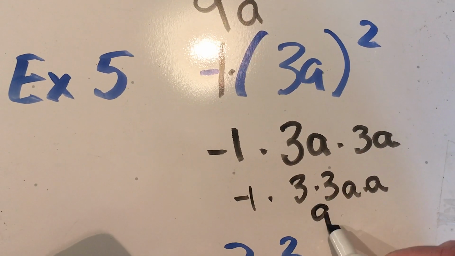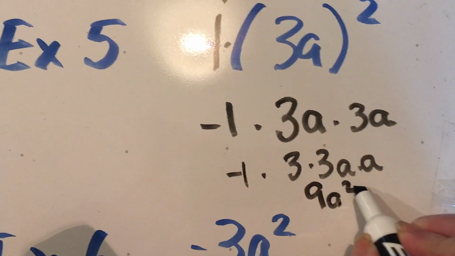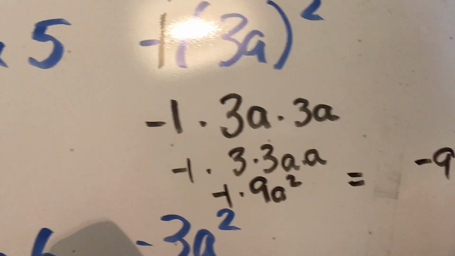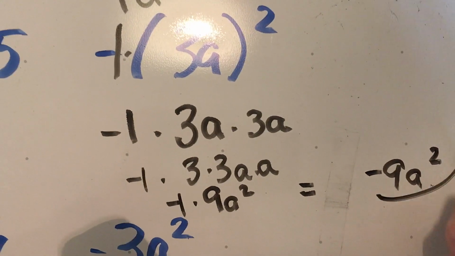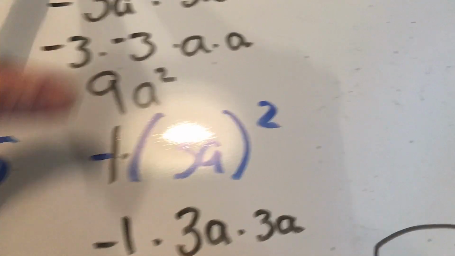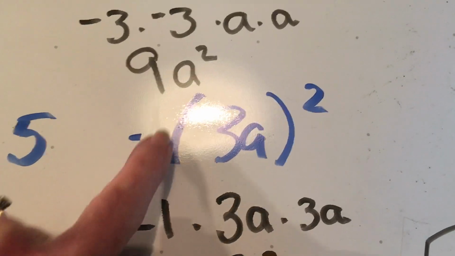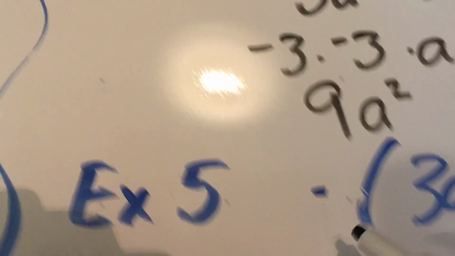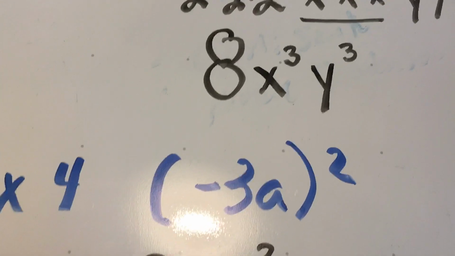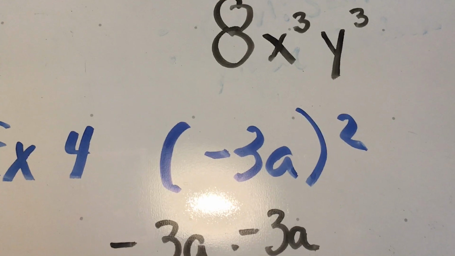3 times 3 is 9. A times a is a squared. We're now multiplying that by negative 1 to give us a final answer here of negative 9a squared. Do you see the difference between this problem here that started out as the opposite? Let's get that negative sign back in there. The opposite of 3a squared, and this one, which was the quantity of 3a, the quantity squared.